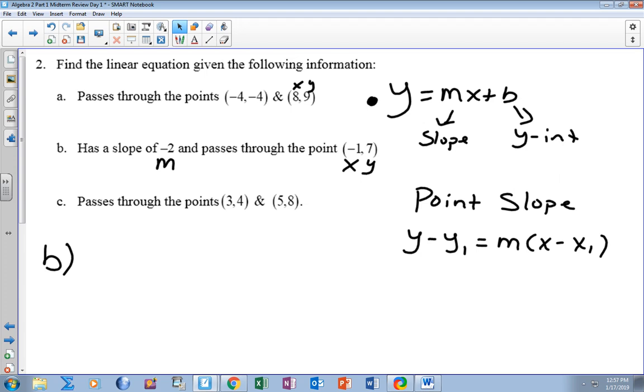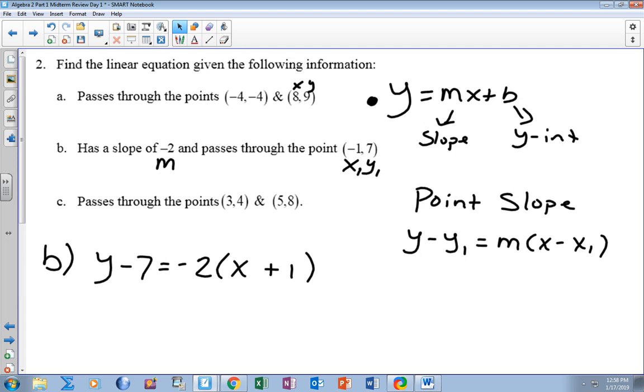Some people plug in the x and y in the wrong places for point slope. Since this is my point, this is really x sub 1 and y sub 1 because it's the only point. It goes in for that x sub 1 and y sub 1, not the original x and y. So the equation would be y minus your y1, which is 7, equals your slope, -2, times x minus your x of 1. So minus the -1 would give me +1.